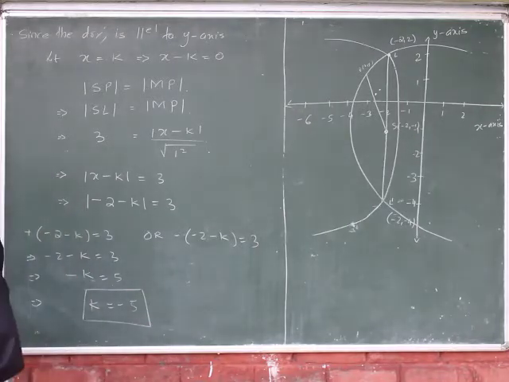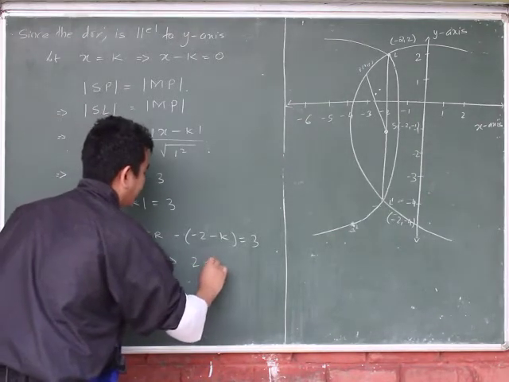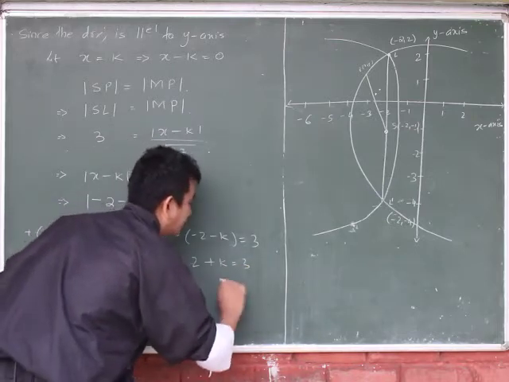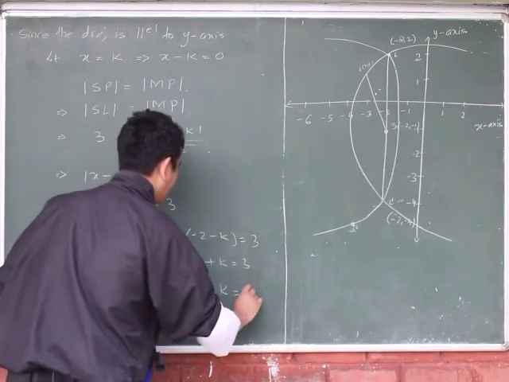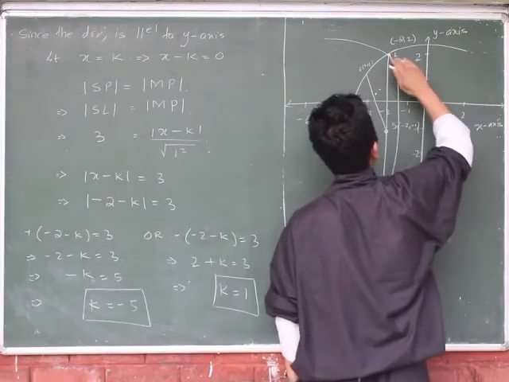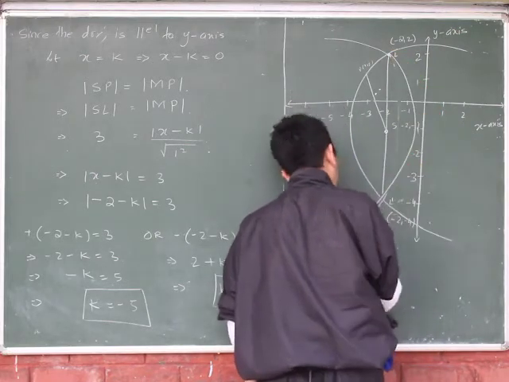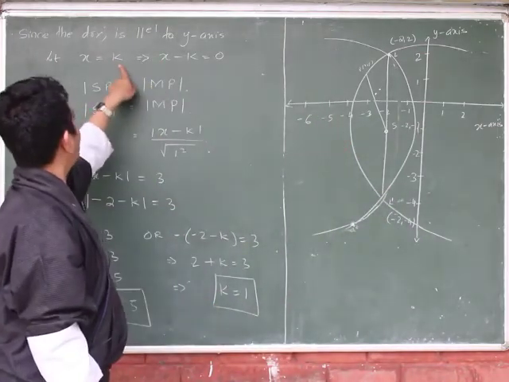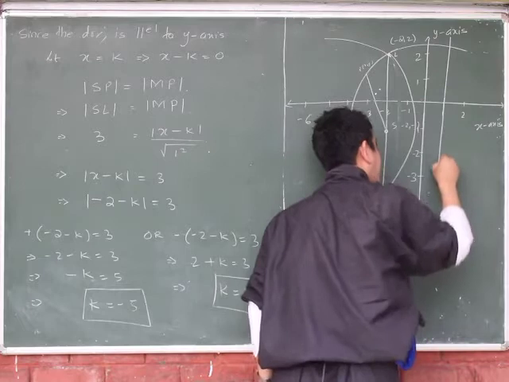We have the k value. Then the other one: we have 2 plus k equal to 3, which implies what's the k value? k is equal to 3 minus 2, which is equivalent to 1. That means one directrix is passing through this point. Let me redraw this, no problem here. One directrix, that means k is equal to 1. I took x is equal to k. One directrix passes through this one point.